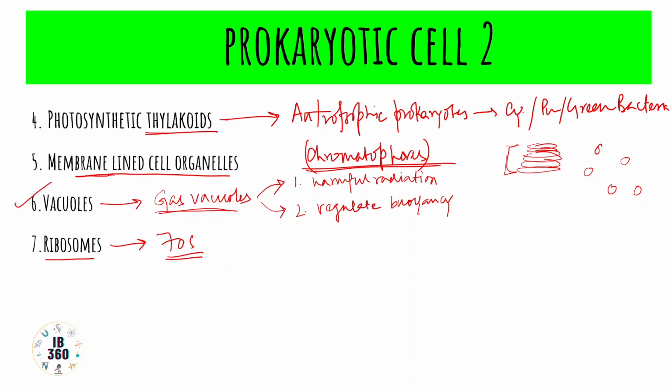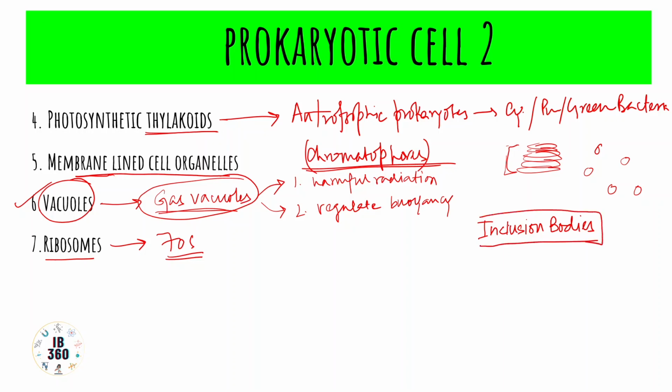As simple as that. And one more thing about vacuoles, these gas vacuoles fall under a bigger category, that is, the inclusion bodies. Inclusion bodies are non-living structures present in the cytoplasm. And inclusion bodies mainly involve three structures. One are these gas vacuoles, which we have talked about already. Second are the inorganic substances.